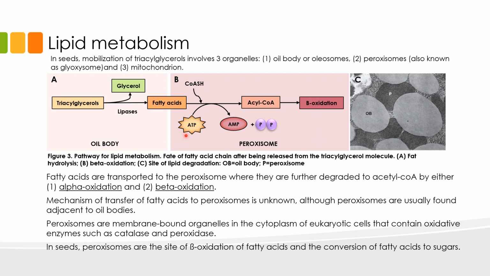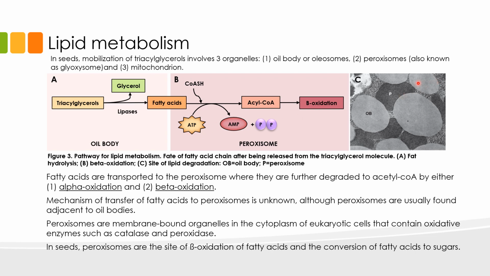Peroxisomes are membrane-bound organelles in the cytoplasm of eukaryotic cells that contain oxidative enzymes such as catalase and peroxidase. Once the fatty acids are in the peroxisomes, they will further be degraded via two pathways, alpha oxidation or beta oxidation. We will be discussing these two pathways in more detail in the succeeding slides. Now, the mechanism of transfer of fatty acids from the oleosomes to the peroxisomes is unknown, although peroxisomes are usually found adjacent to oil bodies.